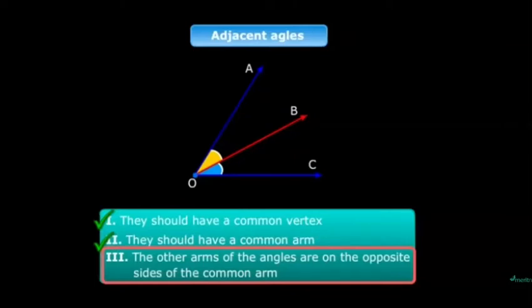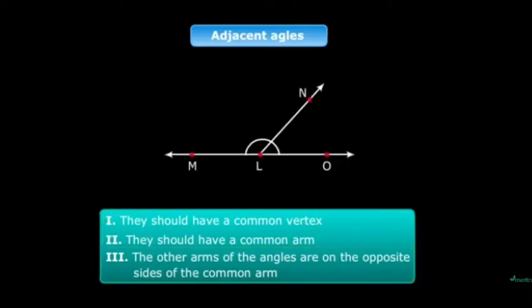Let's look at one more example. You see this figure? Now in this case, MLN and NLO, these are two angles which are adjacent angles. Let me test for the first condition. Common vertex is L. LN is the common arm, that is the second condition, and the other arms, LM and LO, lie on the opposite side of the common arm LN. So these two angles are adjacent angles as well.